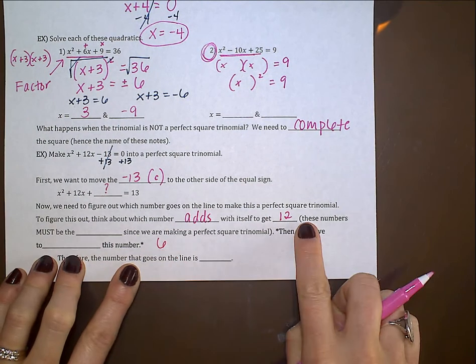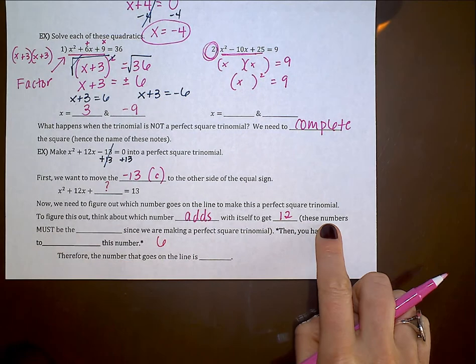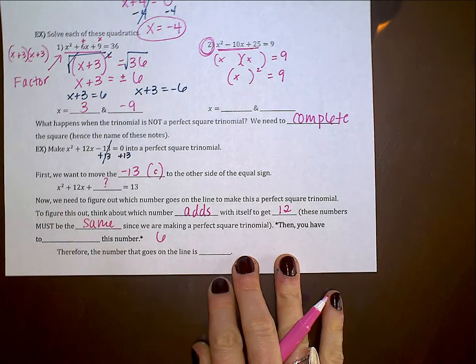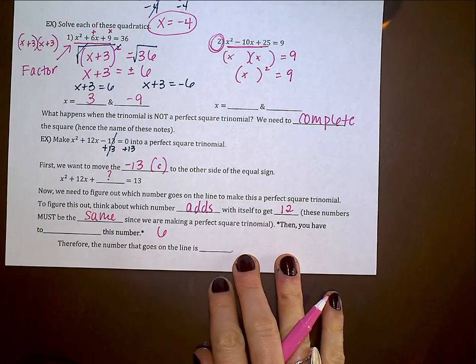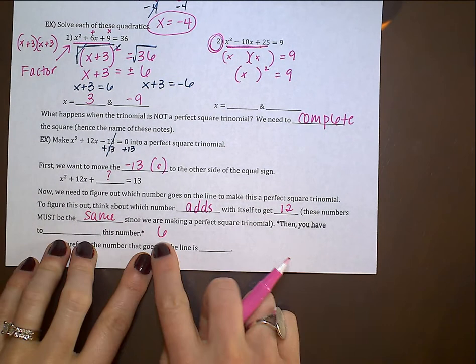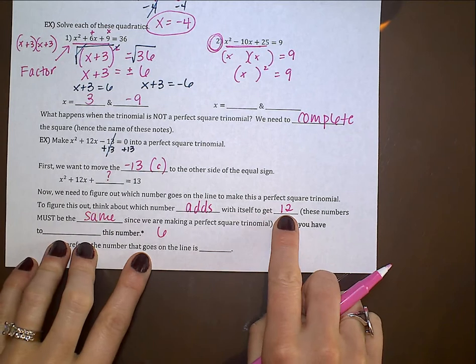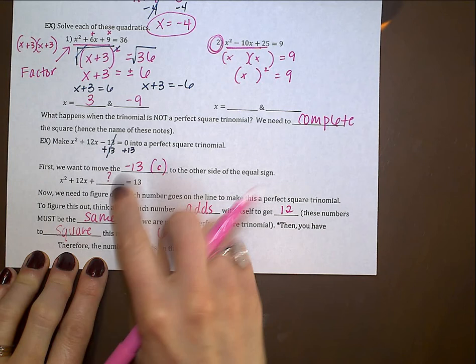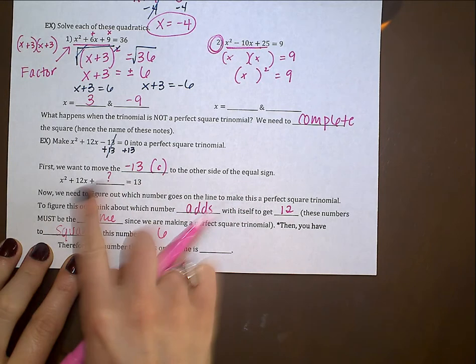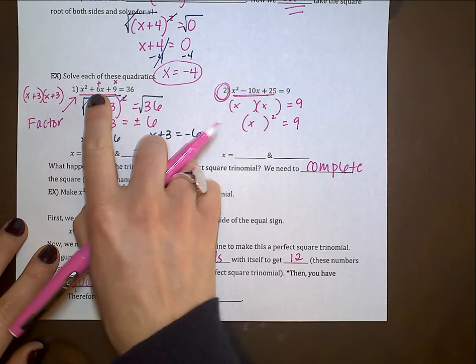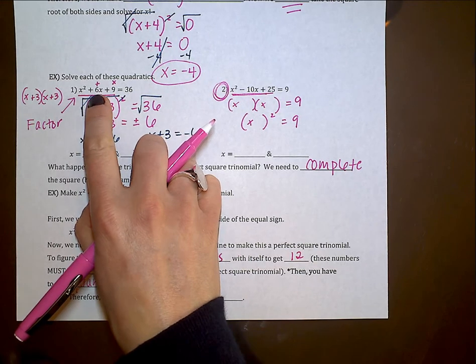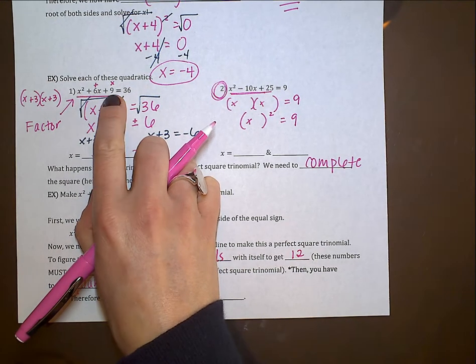Now, it has to be the same number because we're trying to make a perfect square. So can't have different numbers involved. It's got to be the same thing. Once you find what number adds to itself to get 12, then you have to square the number to get what goes here. Because I know from what I did here, guys, the number has to add to itself to get like 6 on this example, and it had to multiply to itself to get 9.